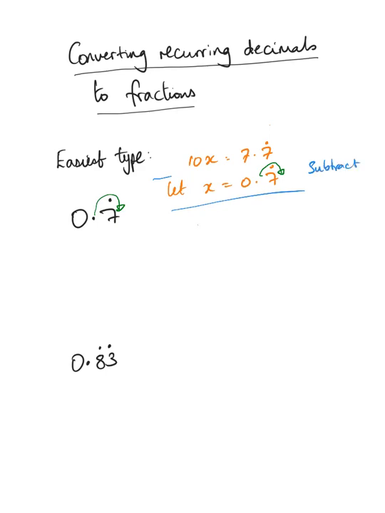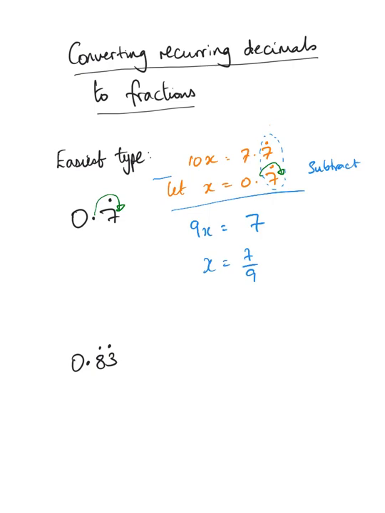So 10x minus x is 9x, and 7.7 recurring minus 0.7 recurring is just 7. These 0.7 recurrings just go away because we're taking them away. Now if 9x is 7, then x must be 7 over 9.